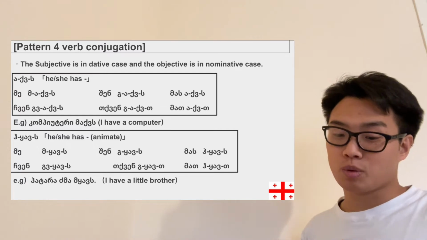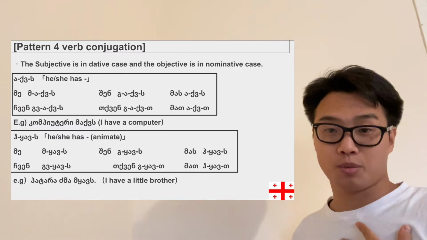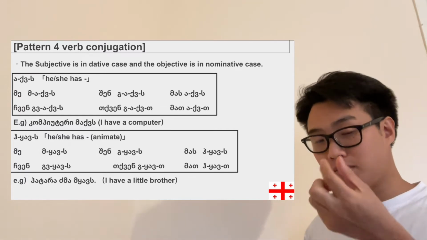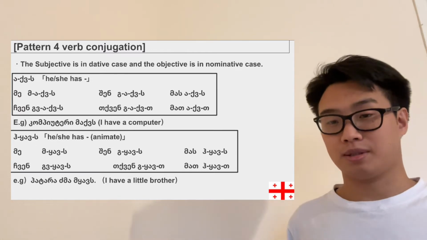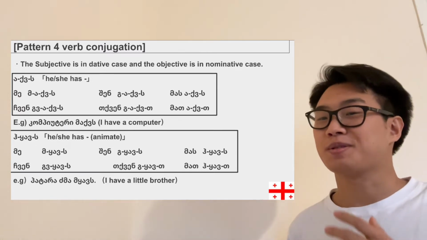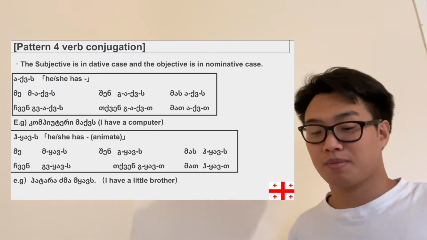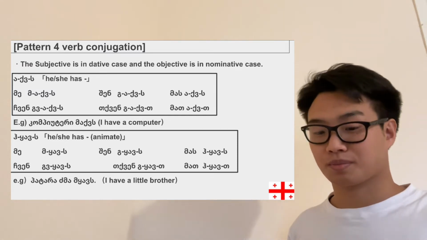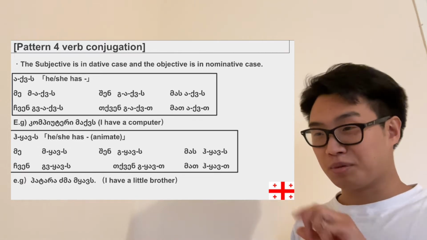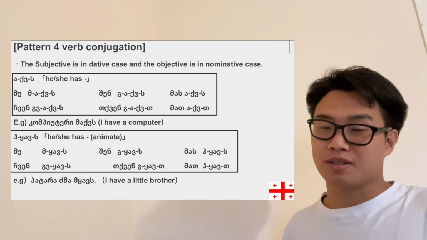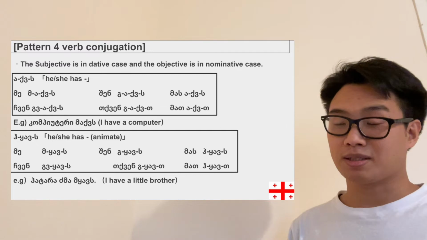So for example, if you want to say I have a little brother, we want to say patarazma, little brother, muqafs, not marks, because patarazma, little brother, is a person, animate. Patarazma, muqafs. We have to distinguish these animates and inanimates.